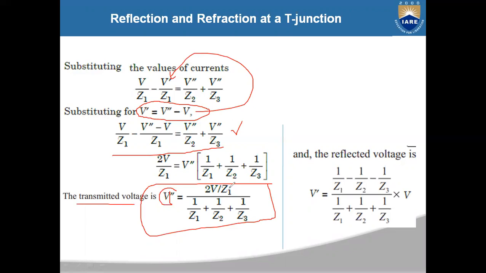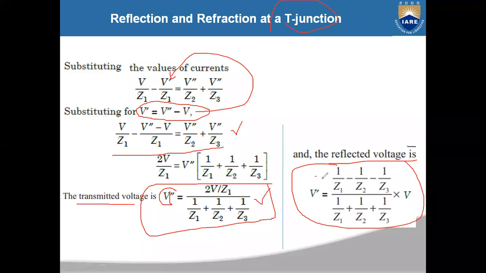And if you derive the reflected voltage wave in similar fashion, then you will get the equation as this one. V dash is equal to 1 by Z1 minus 1 by Z2 minus 1 by Z3 by 1 by Z1 plus 1 by Z2 plus 1 by Z3, into V. Okay, this is for the T junction, transmitted voltage, reflected voltage.